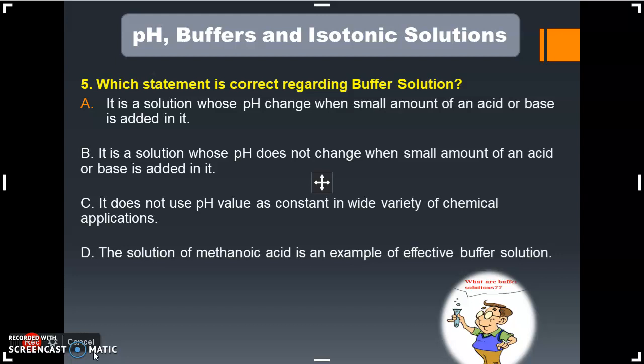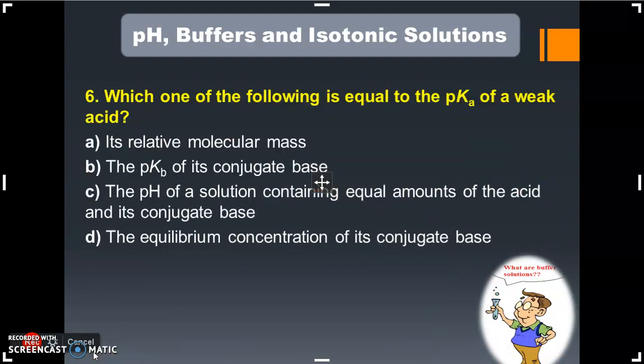As we all know, the definition of a buffer is a solution whose pH does not change when you add a very small quantity of acid or base into it. So the answer will be B.